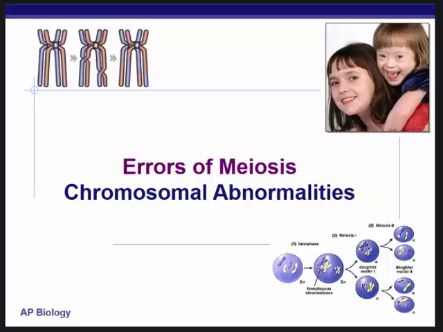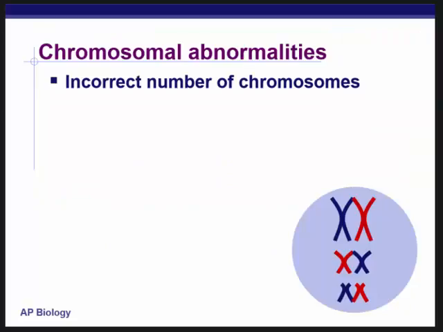This presentation is about when meiosis goes wrong, when errors occur and you end up with too many chromosomes or too few chromosomes, or deletions or insertions or mutations of the chromosomes. So chromosomal abnormalities can result from many different things.